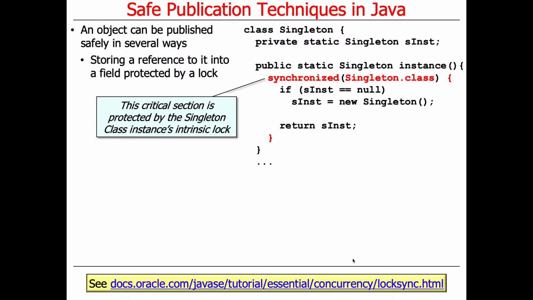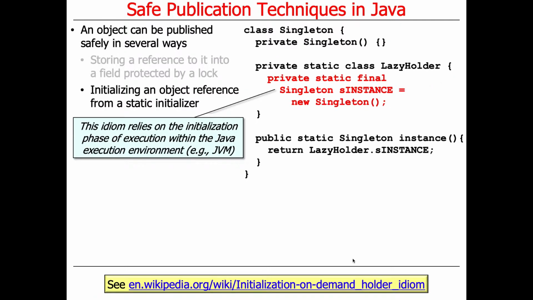If you think about Goldilocks, right? You've got too much synchronization. You've got too little synchronization. You've got just the right amount of synchronization. So this approach has too much synchronization. There's another way of being able to do this.